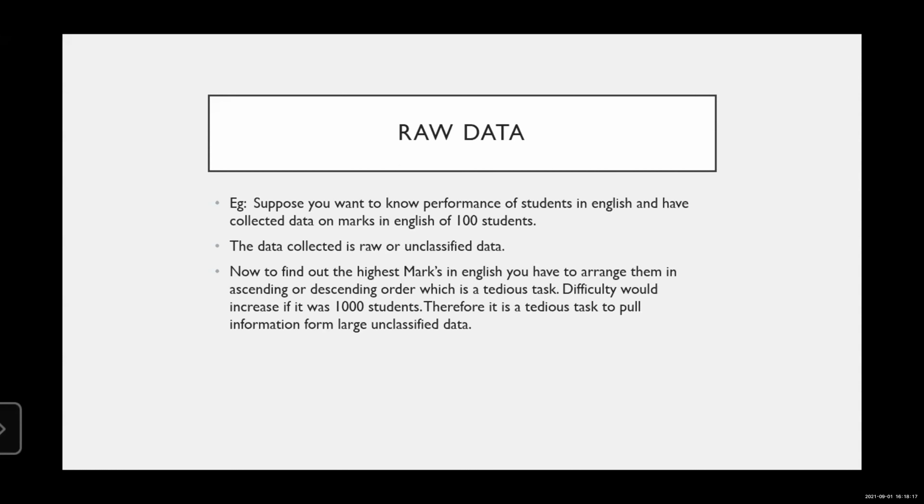For example, suppose you want to know the performance of students in English and have collected data on marks in English of 100 students. The data collected is raw or unclassified data. Now, to find out the highest marks in English, you have to arrange them in ascending or descending order, which is a tedious task. Difficulty would increase if it was 1,000 students. Therefore, it's a tedious task to pull information from a large unclassified data.